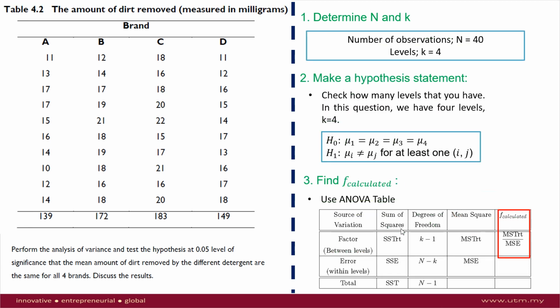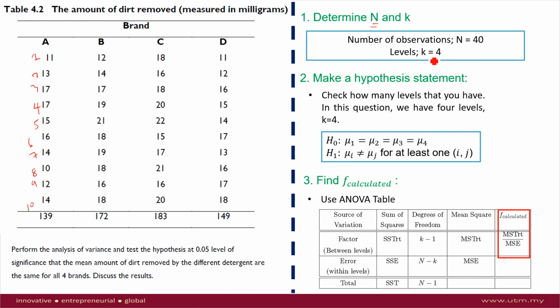Now let's see how to determine the value of N and K. N is defined as the number of observations. The number of observations is how many data points you have in the table, so you need to count them one by one. We have 1, 2, 3, 4, 5, 6, 7, 8, 9, 10. So for every column we have 10 numbers, that means 10, 20, 30 and 40. That means we have 40 observations.